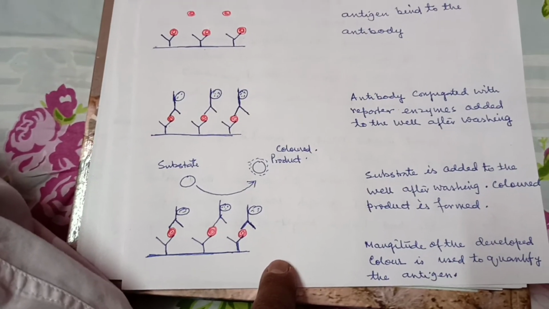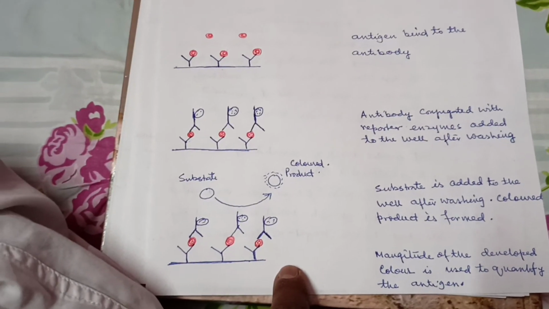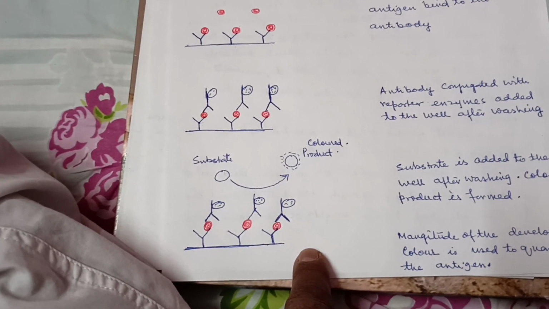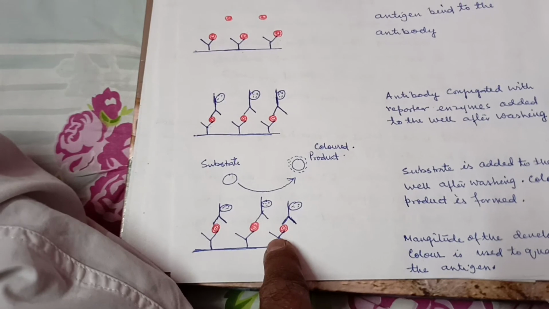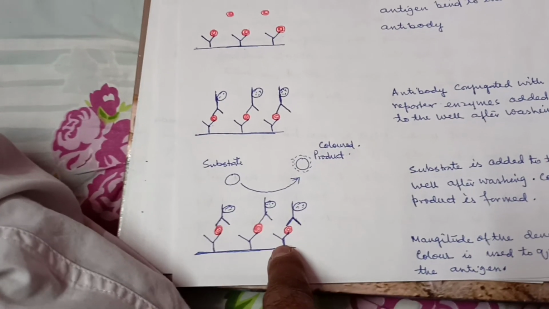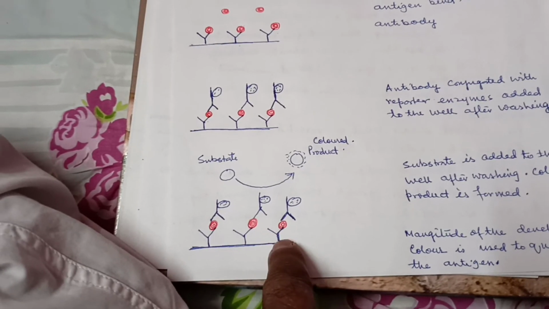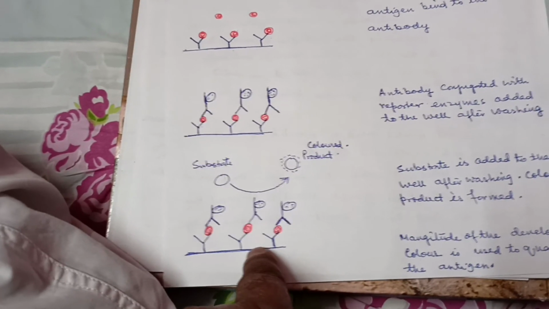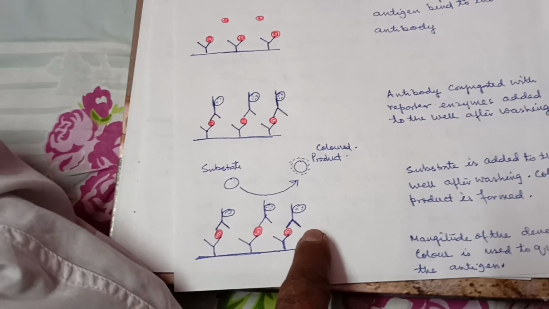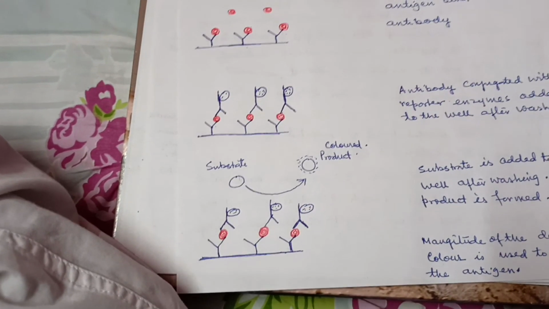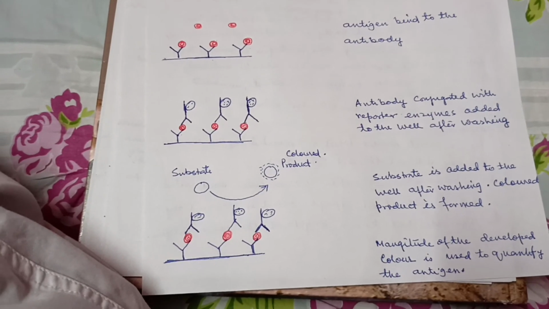So this is the process of double antibody sandwich ELISA. We can see that here this antigen is sandwiched between the two antibodies. One is present on the surface, and another is tagged with a reporter enzyme. So this is the process.